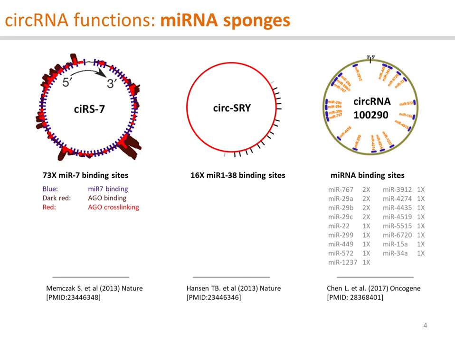For microRNA sponge function, CDR1as is well known. It has 73 microRNA-7 binding sites. The other well-known example is circular RNA Sry in the testes. It has 16 microRNA binding sites. They are all known to bind microRNAs, AGO complex, and block target gene silencing.